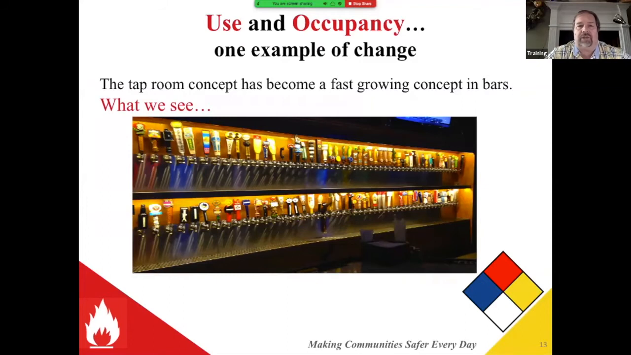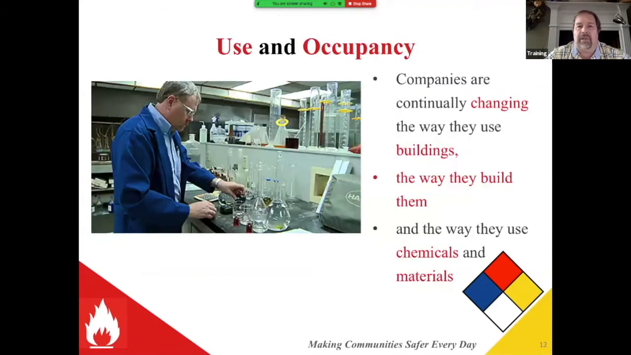When we talk about use and occupancy, companies are continually changing the way we use buildings, the way we build them, and the way we use chemicals and materials within them. And here's the thing we learned back in high school: scientific experiments change one variable at a time. Unfortunately, in the construction world, we're most often changing multiple variables at one time.